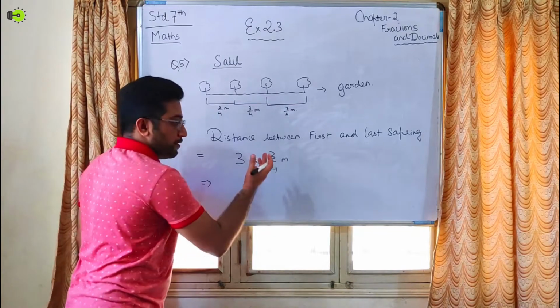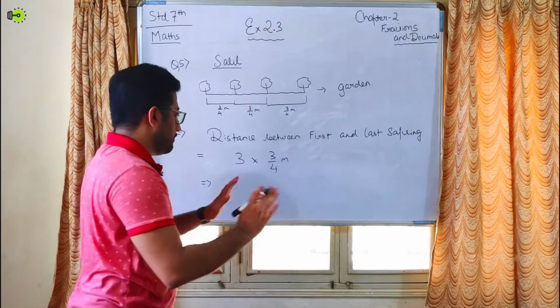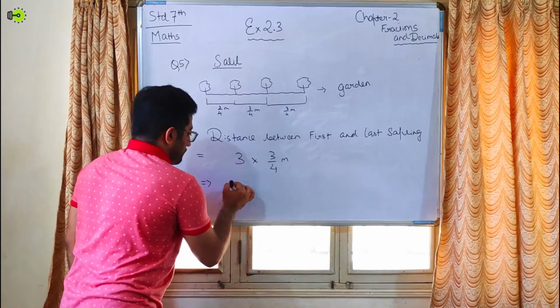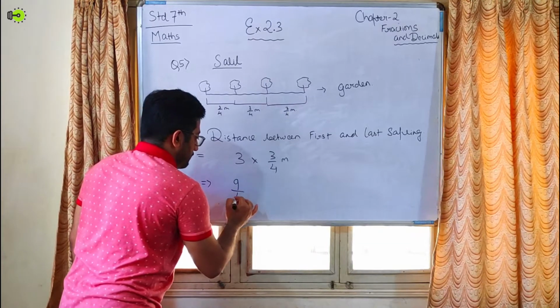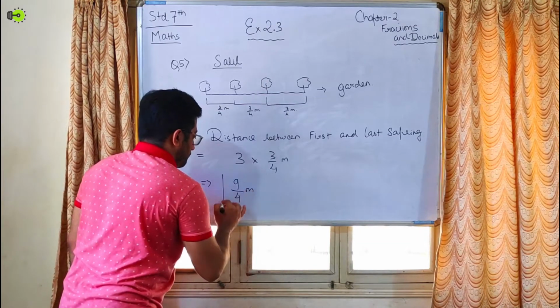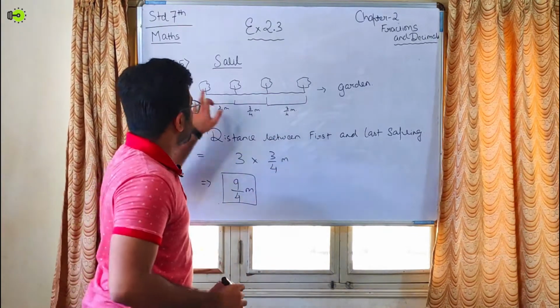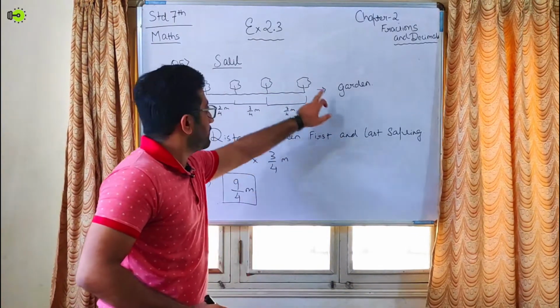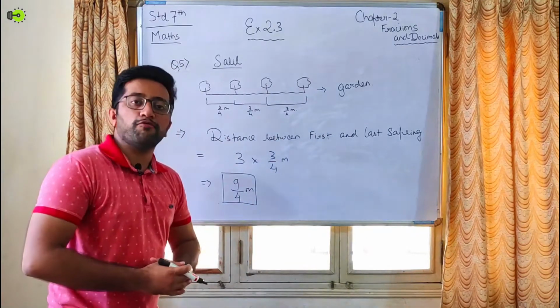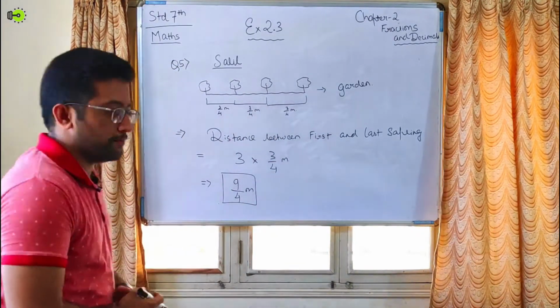So let us first of all see whether there is something in common. No. So your answer will be 3 into 3, 9 upon 4 meter. So the total distance between the first sapling, that is this one, and the last sapling, that is this one, will be 9 by 4 meter. So please take a note.